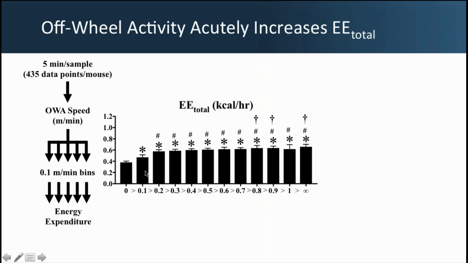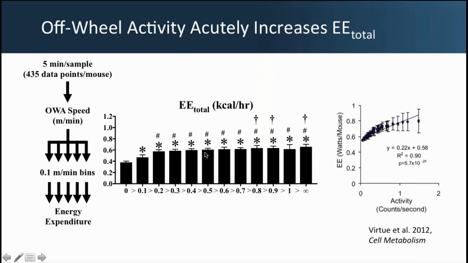You can see at 0 meters per minute traveled, and keep in mind this is all dark phase data, so there may be a little bit of sleep involved, but this is presumably awake rest. I think what you could probably say is this is your resting energy expenditure. And then as the mouse starts moving, you see an increase in energy expenditure that's pretty clear. At one point, you get about a 50% increase in energy expenditure.